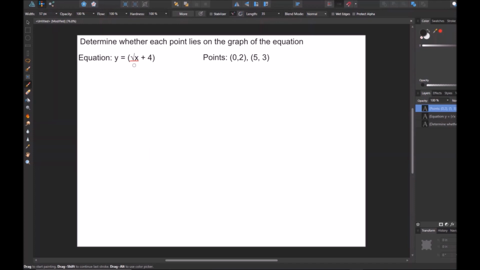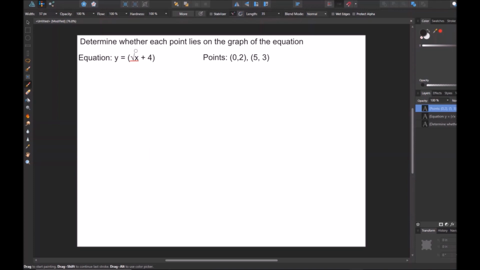Now, there are multiple ways you could do this. One way would be to graph this equation and see if these points lie on that graph, but that might take some time, and with more complicated functions it would become inefficient and inconvenient.